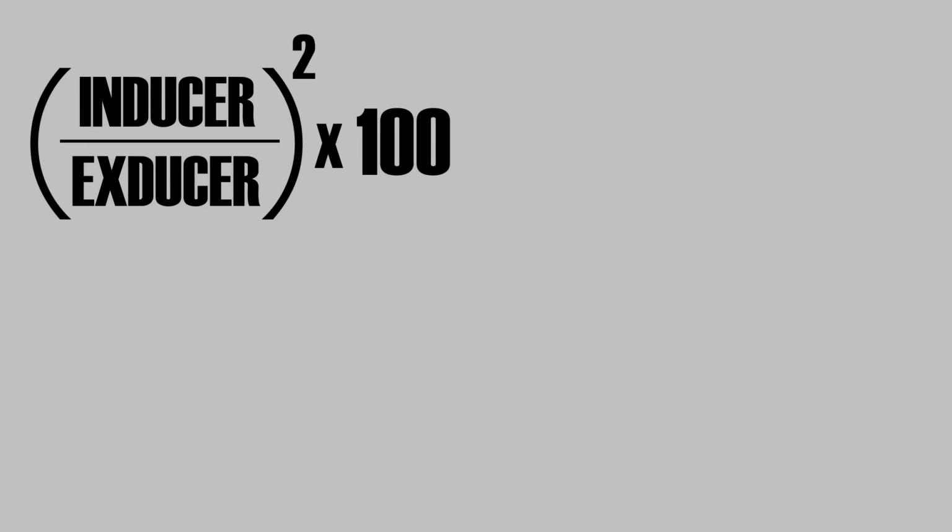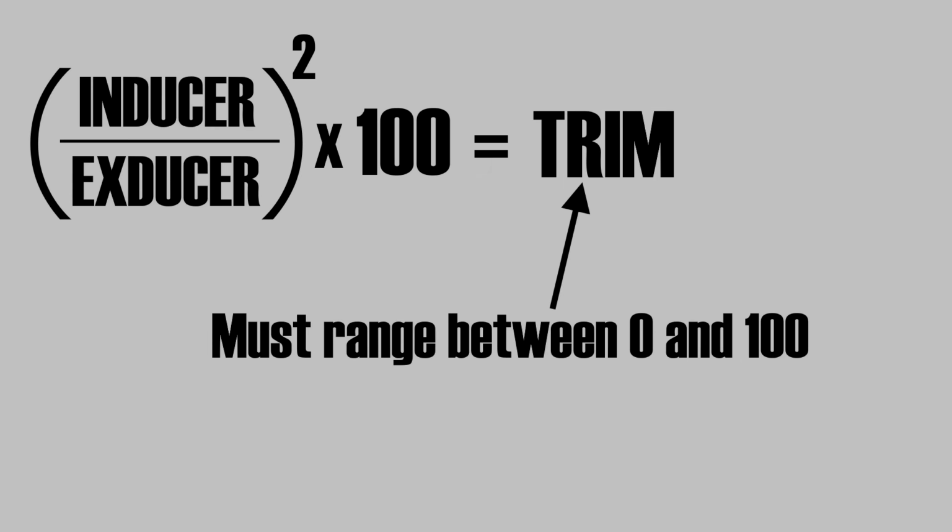Now, if we divide the smaller diameter, or the inducer, by the larger diameter, or the exducer, and square this value and then multiply it by 100, we will get the trim of the wheel. The trim is an indication of how close the inducer and exducer are to each other. The closer the inducer and exducer diameters are to each other, the higher the trim number will be, with 100 being the maximum possible trim number.